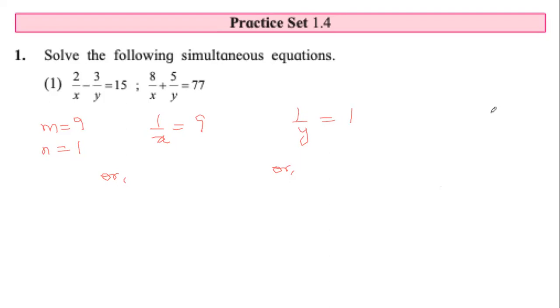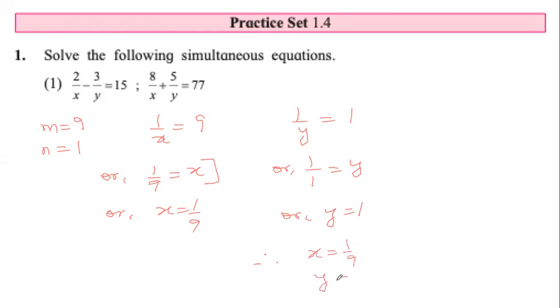Correct answers I'm getting in the chat box. So I can write 1 by 9 equals to x, or x equals to 1 by 9. When you understand, then you will not write this step. You can directly write the final step. Similarly here, 1 by 1 equals to y, or y equals to 1. Therefore, our solution is x equals to 1 by 9 and y equals to 1.